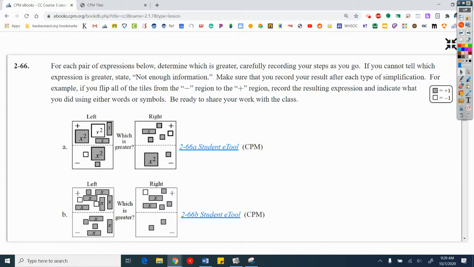So if you are working virtually and you are working synchronously with a friend, you can do a pairs check with them on these problems. Otherwise, the answers are posted on Google Classroom. There's an attachment there, 2.1.7, 2-66. There will be a key there. In terms of recording your work and explaining, again, write what you see, make a move, and now I want you to tell me what that move was.